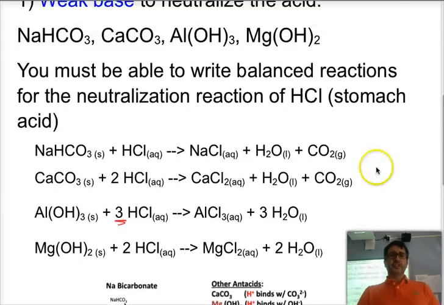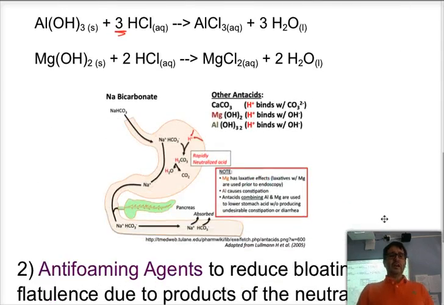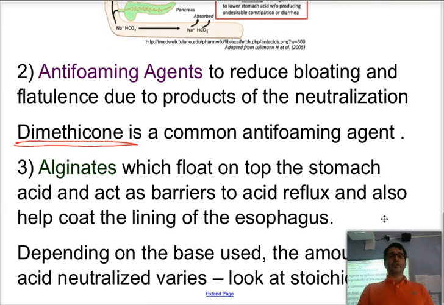If you look at the drawing that we had here, the alginates would block there and stop the acid from moving into the esophagus. And that's basically antacids very quickly, all right? So just remember, weak bases, antifoaming agent, and alginate, and remember to look at the stoichiometry of your chemical reactions.